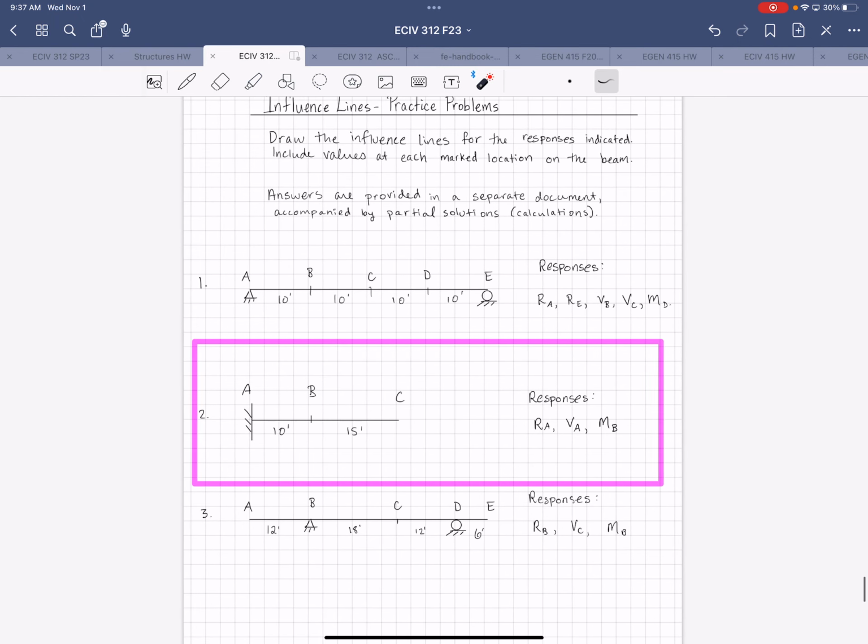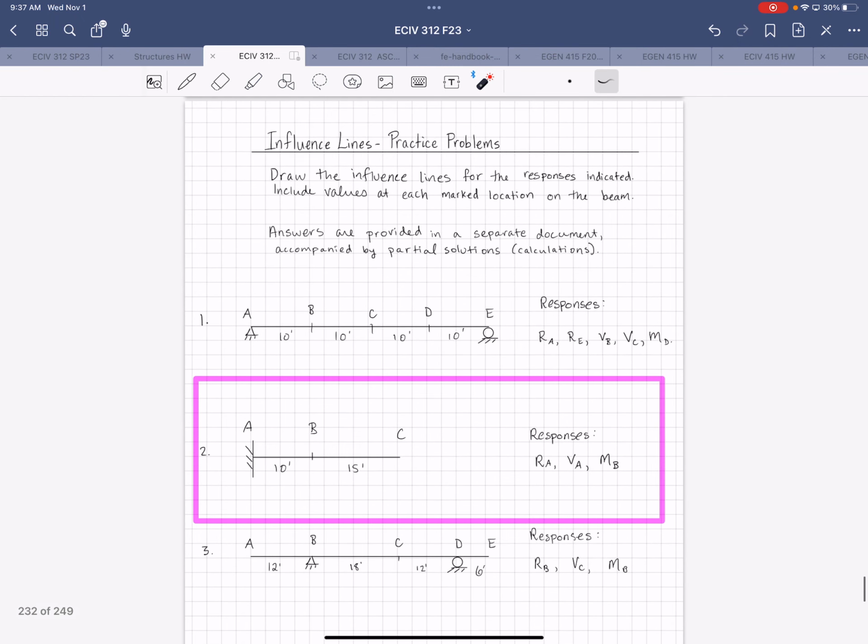Here's another set of practice problems. I believe the solutions are provided in a separate document for this one. So I encourage you to go through these. These are a little bit simpler, right? Simpler than the beam with the hinge example, but some basic practice problems for you to go through, more similar to what we did in the in-class example.